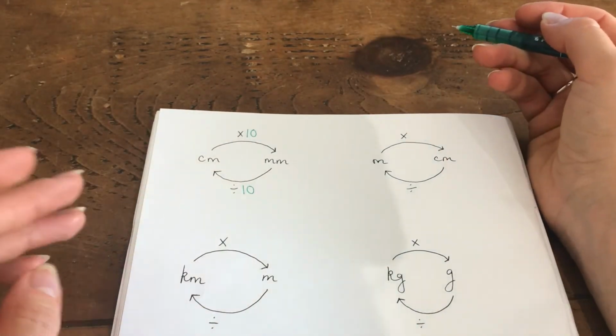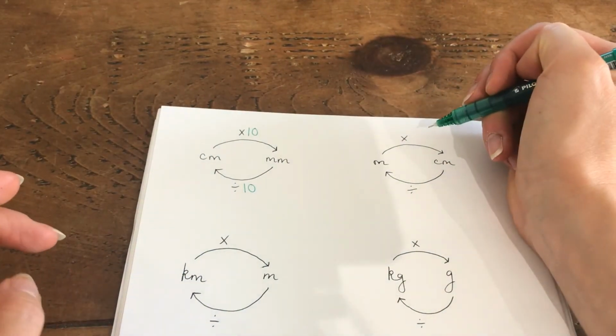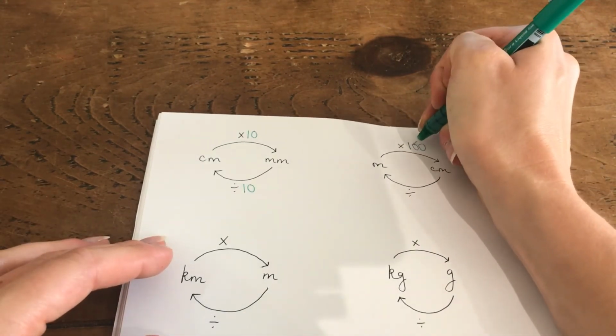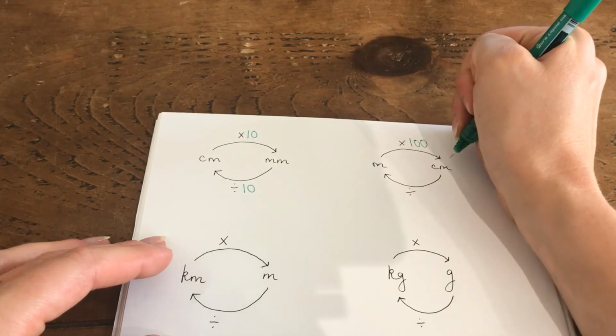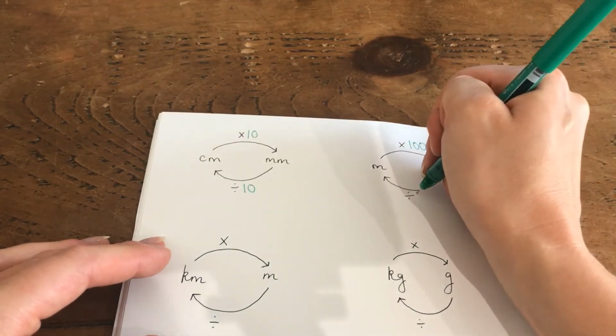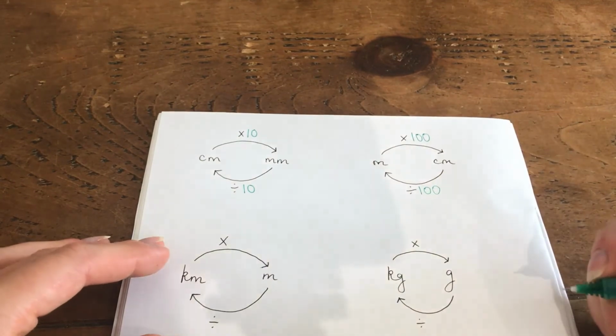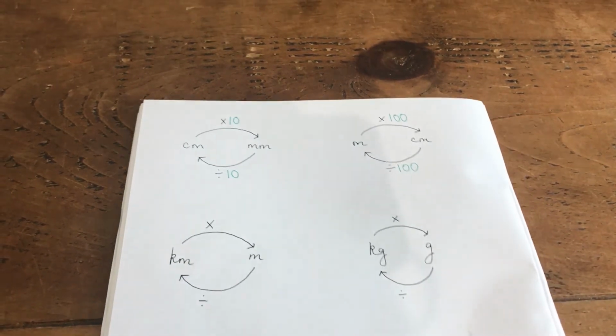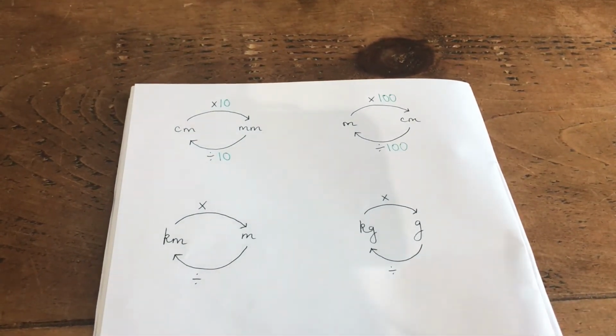Okay, so this one here, how many centimetres in a metre? 100. So to get from metres to centimetres, we multiply. To get from centimetres to metres, we divide. Make sure you're writing these numbers in along with me, because you're going to need them in a minute. Okay, now the next one, how many metres are there in a kilometre? Remember what kilo means. Yeah, 1,000.